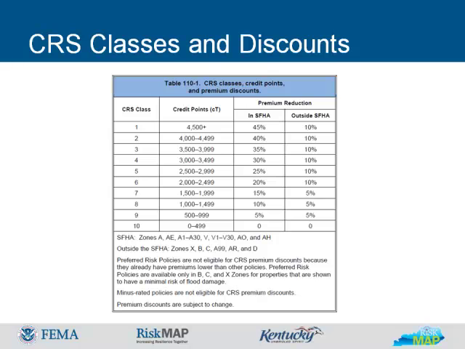The table also illustrates the premium reduction for properties in the special flood hazard area and outside the special flood hazard area. For example, a Class 9 community has the same classification for a property in the special flood hazard area and a property outside the special flood hazard area. However, for Classes 8 through 1, properties within the SFHA receive a higher discount than those outside the SFHA.